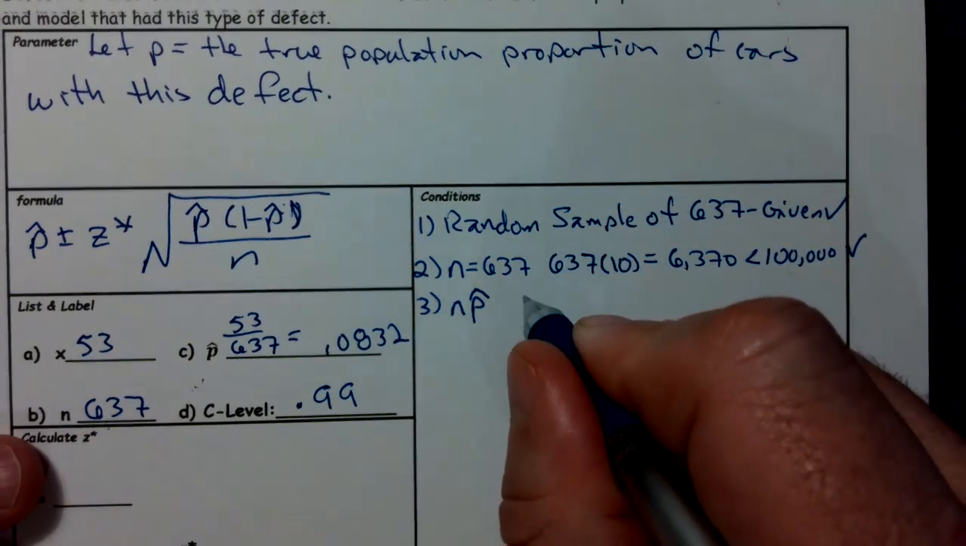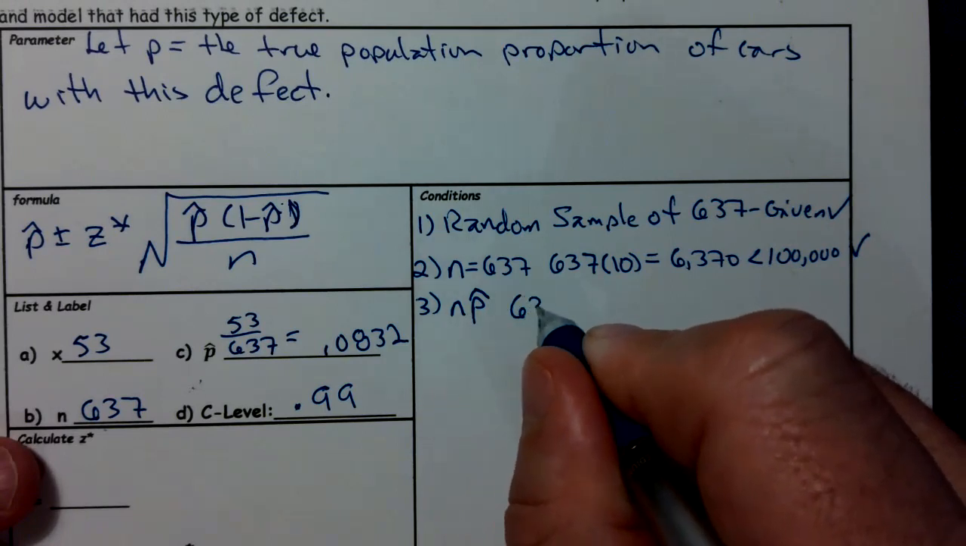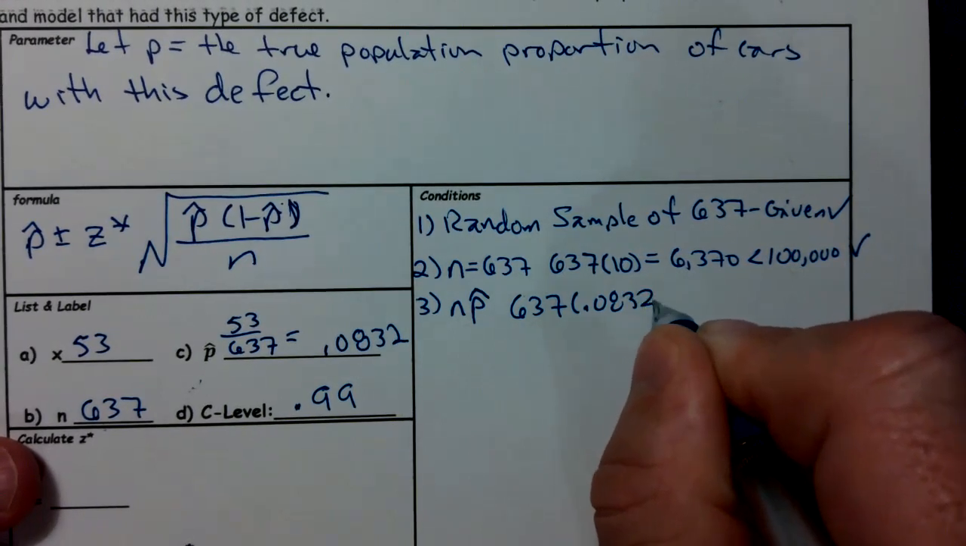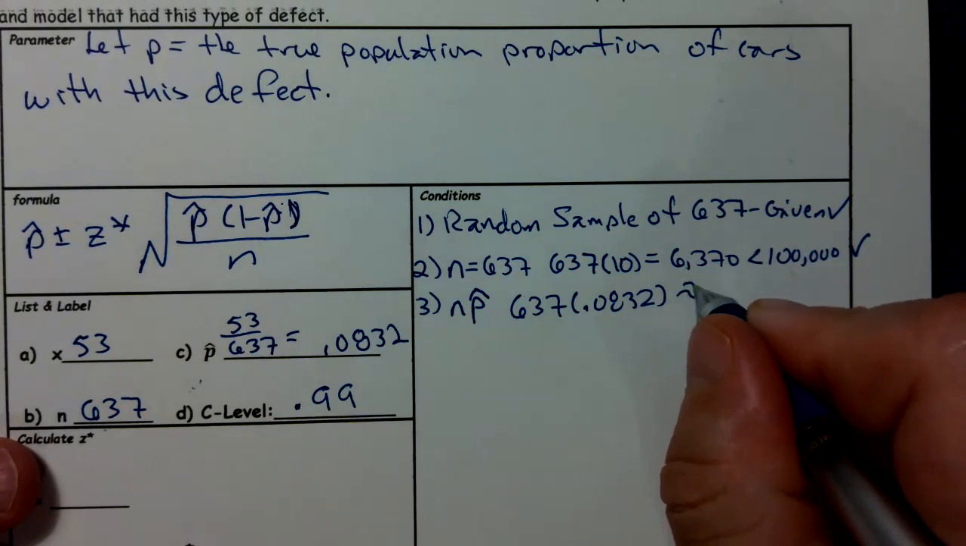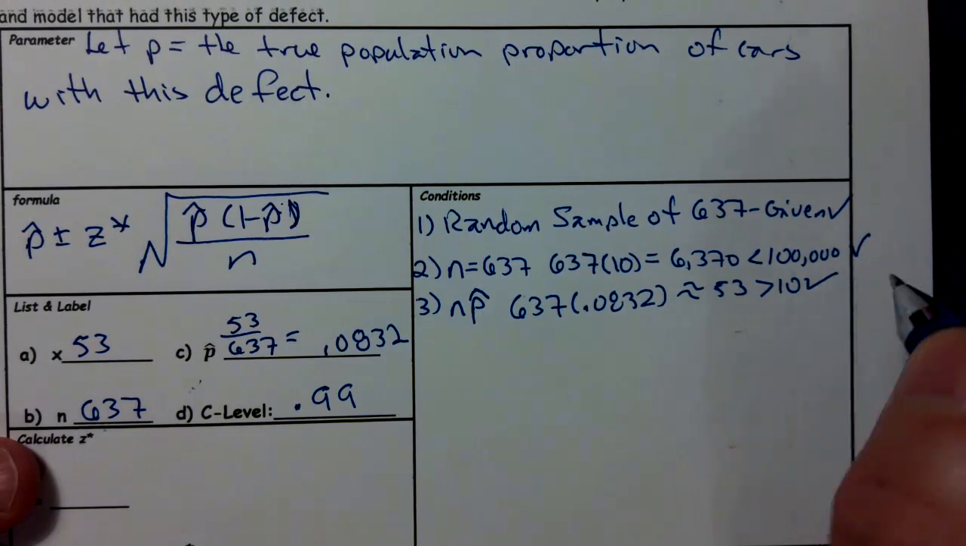So in this case, it's the sample size of 637 times 0.0832. And when we do that, we're going to find out that it's approximately 53, and that's greater than 10. So the first part's good.